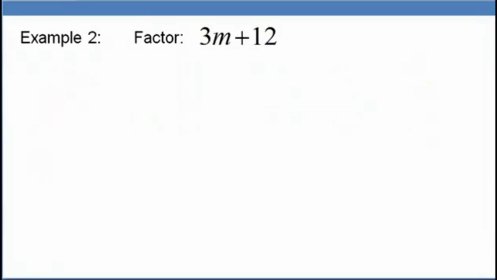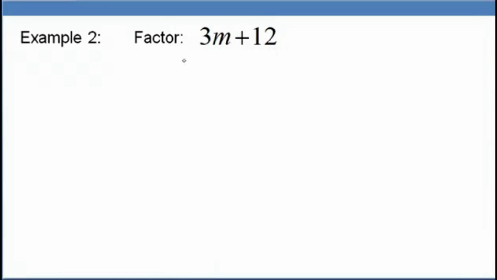Let's look at some other examples. So for this one, we're going to factor 3m plus 12. First step is find the GCF. So you look at your numbers and try the smallest one. 3 does go into both, so we can use a 3. We cannot do an m because the second doesn't have an m.